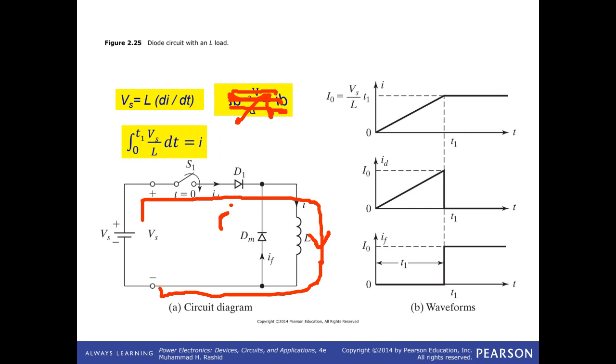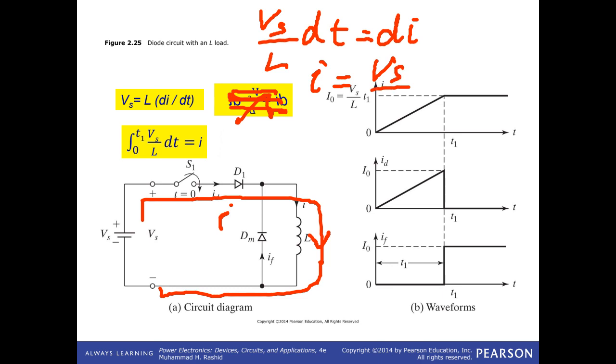Since Vs over L dt is equal to di, so i is equal to Vs over L, integral dt.